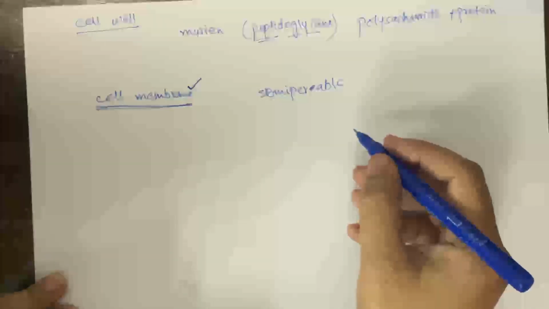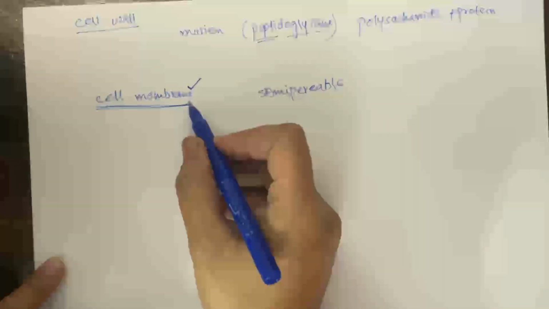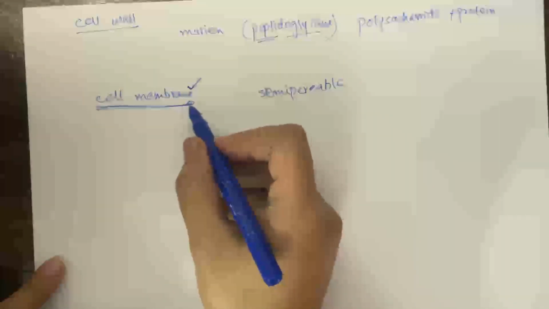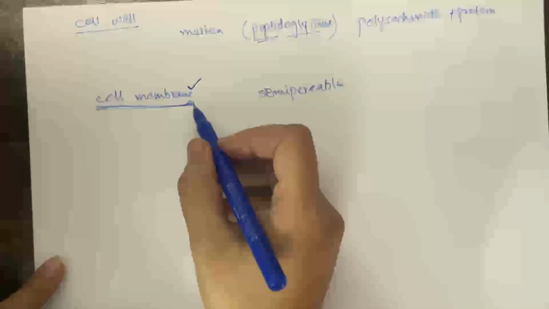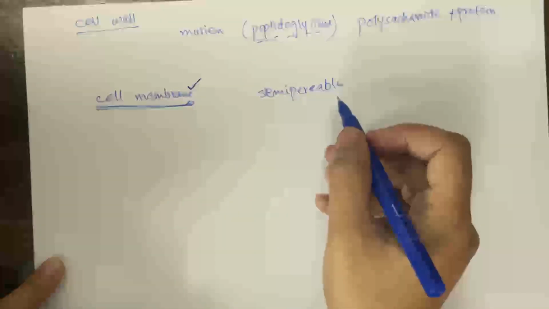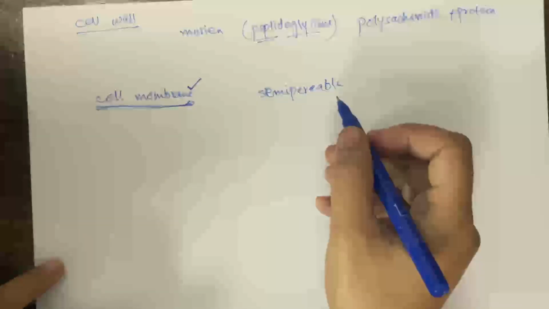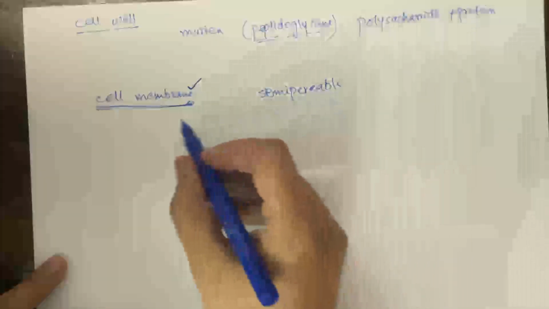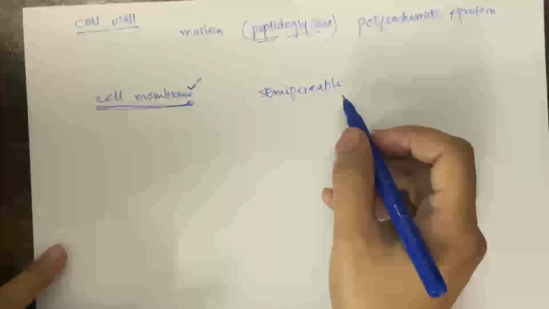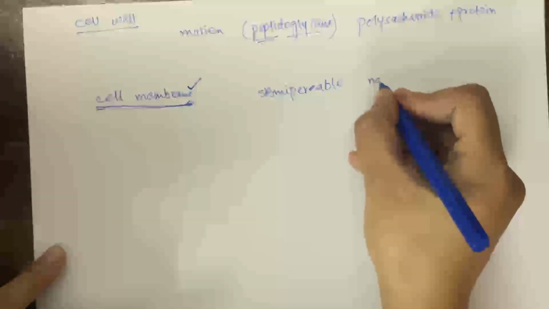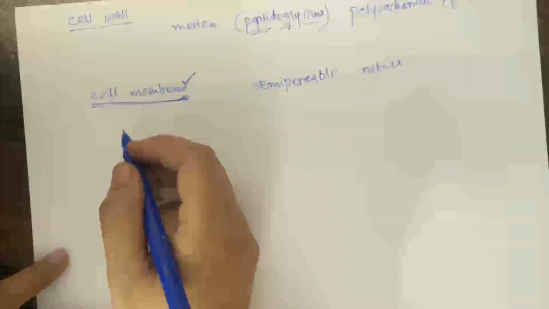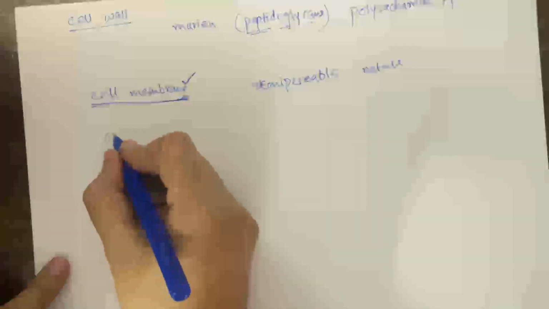Most of the substances which are not permissible do not pass through this membrane, such as those with less polarity or a larger size, which will not pass through the cell membrane. But most of the substances which have polarity or a small size can easily pass. So this cell membrane has a semi-permeable nature, permissible for some substances and not permissible for others.